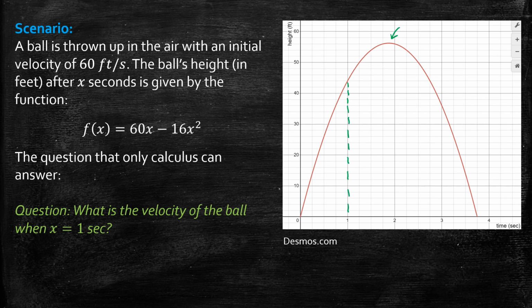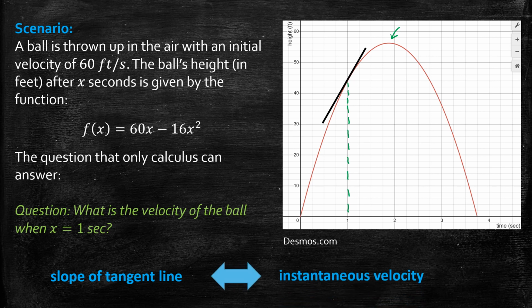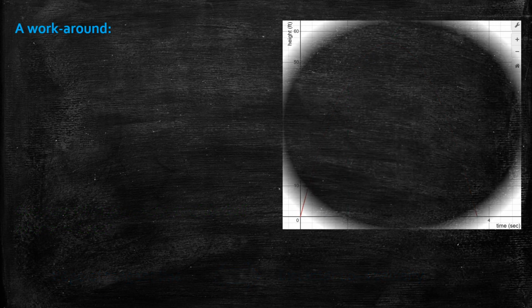So at 1 second, what is going to give us the velocity of the ball? And we know that it is going to be the slope of the tangent line. Once again, the problem is that the tangent line only passes through one point. So the most important takeaway from this slide is that the slope of the tangent line, if we could just work that out, would give us the instantaneous velocity of the ball at that particular moment. So let's do this little workaround.